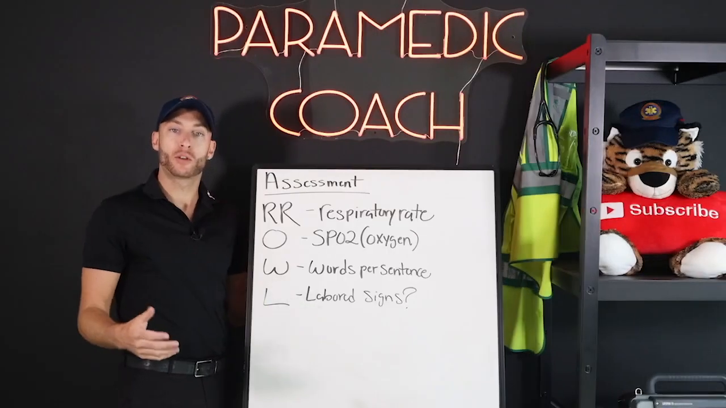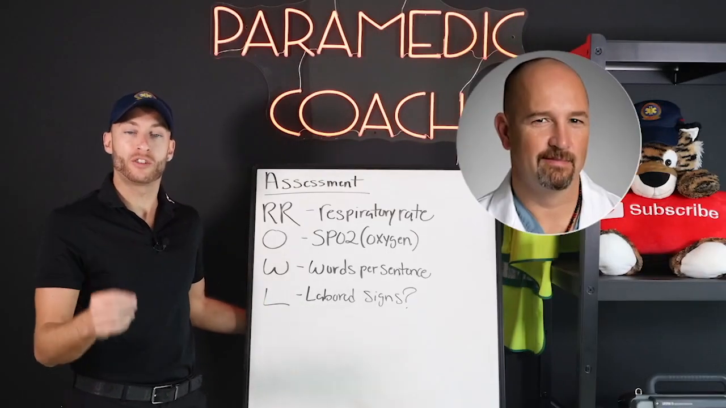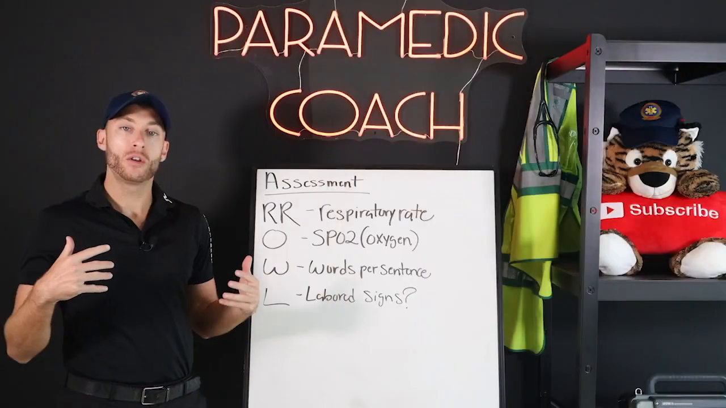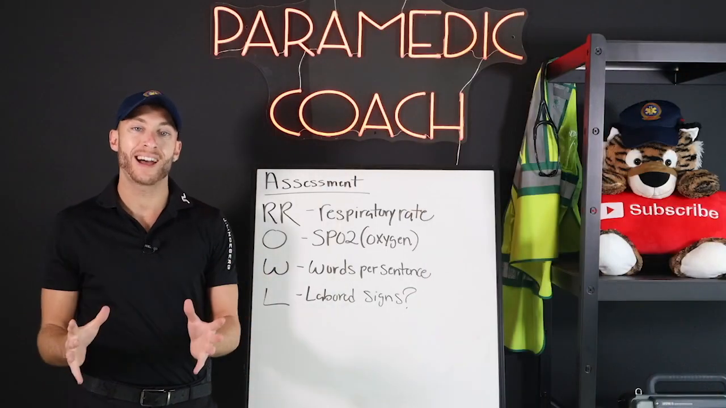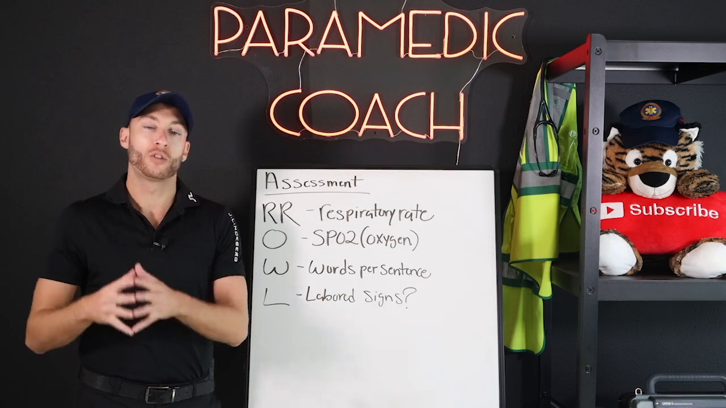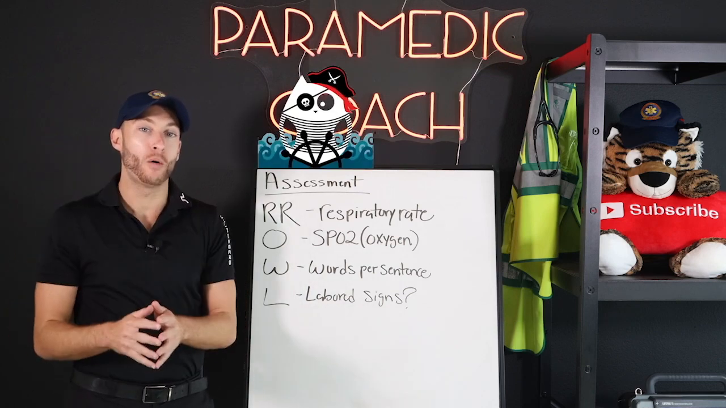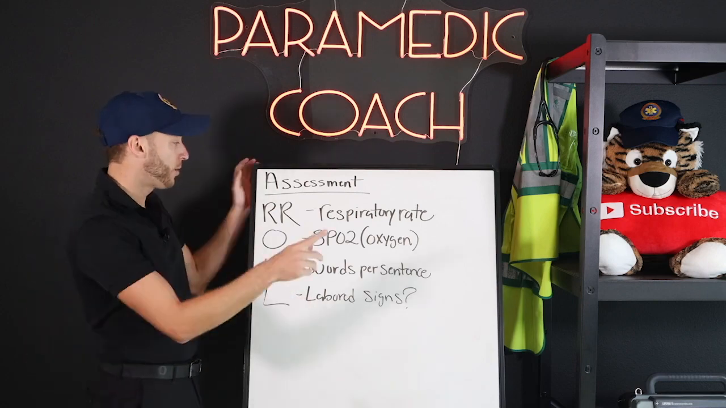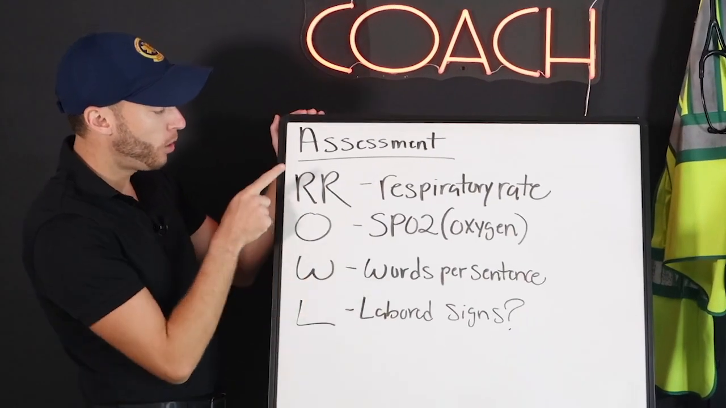This mnemonic is coming to us from John Bielinski, who's a practicing physician assistant. Now, it's RR owl. This is how you can very quickly assess a respiratory patient. So think of a pirate owl, like R, like a pirate, right? So RR owl, that's the mnemonic from John. Now here it is. Helped me a lot. Hope it helps you.